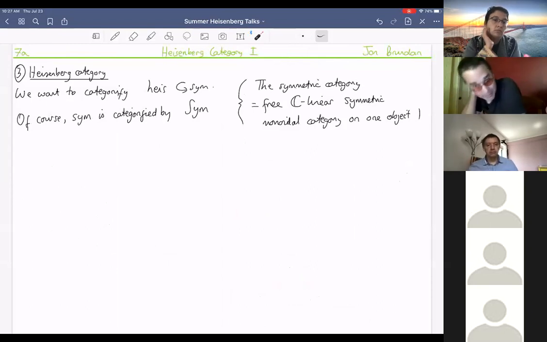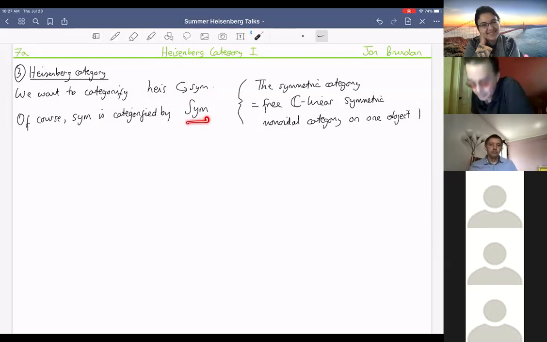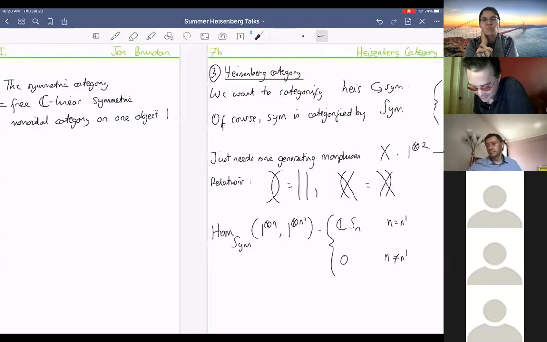So now we get to the Heisenberg category. The point is, what we're trying to do is we're trying to categorify the action of the Heisenberg algebra on symmetric functions. So we all know how to categorify the ring of symmetric functions. Little sim is categorified by big sim. So for me, I use this. I don't think people use this terminology, but the category sim, the symmetric category, that is the free symmetric monoidal category on one object. So let me expand what that means just a little bit.